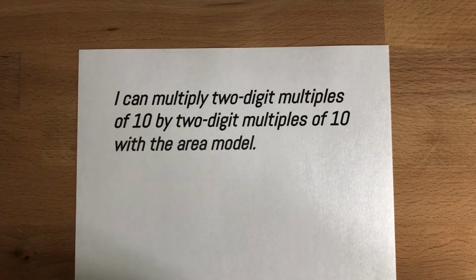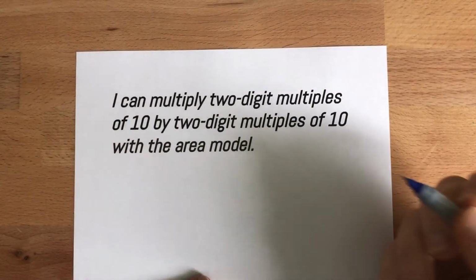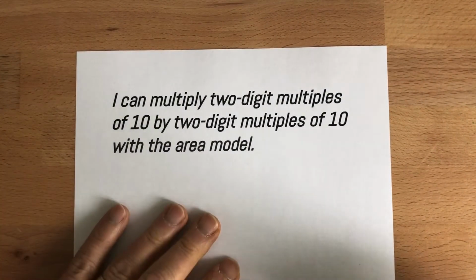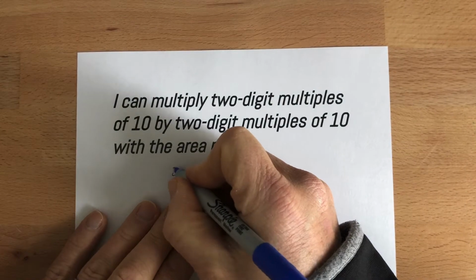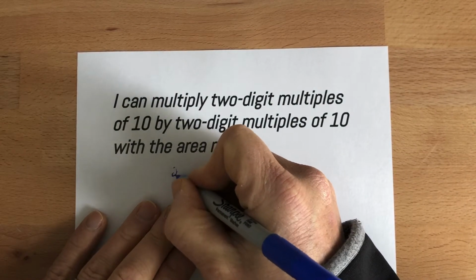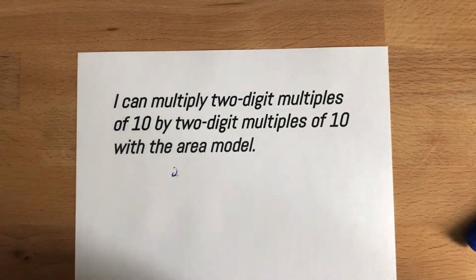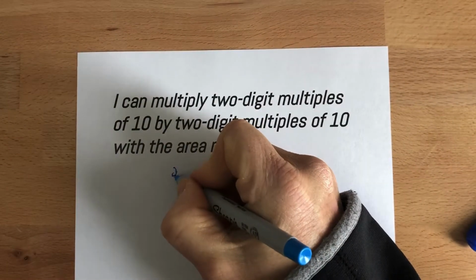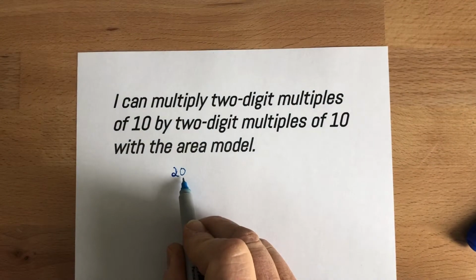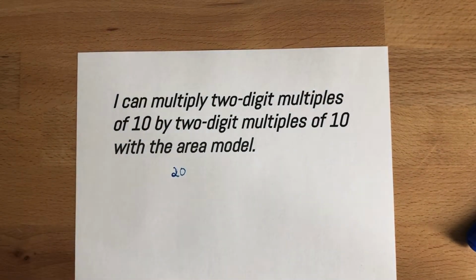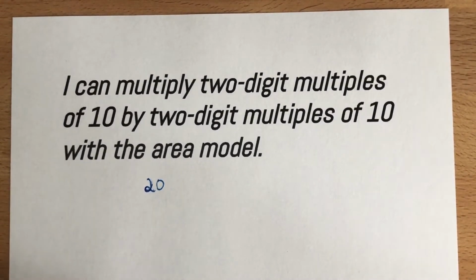What we're going to do is two-digit multiples of 10. Two digits means two numbers together. Say, the number 20. It's a two-digit multiple of 10. The number 20 is two digits, one digit, two digit, right? And that's a multiple of 10 because I can count by tens and land on 20, right?